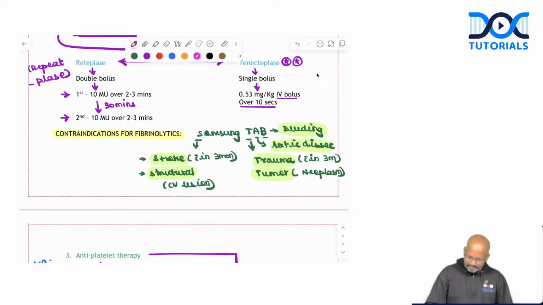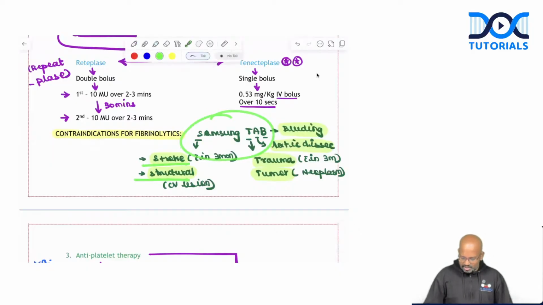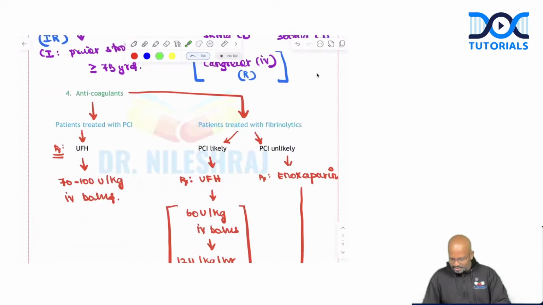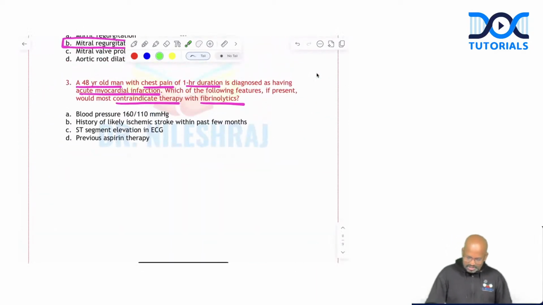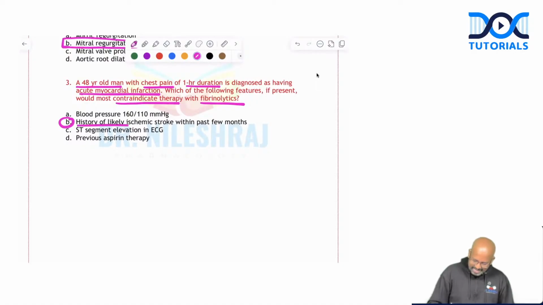So here, as we can see, Samsung tab was the mnemonic. Stroke, structural, T is for trauma and tumor, A is for aortic dissection, B is for bleeding. Please note down, this is a very important question as far as the contraindications of fibrinolytics are concerned. So based on this, the answer for the question is going to be, as most of you have guessed, stroke. Option B, history of likely ischemic stroke within past few months. That is the answer for the question.